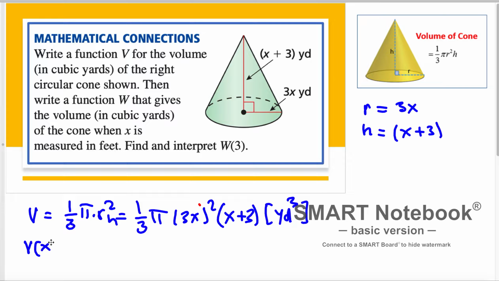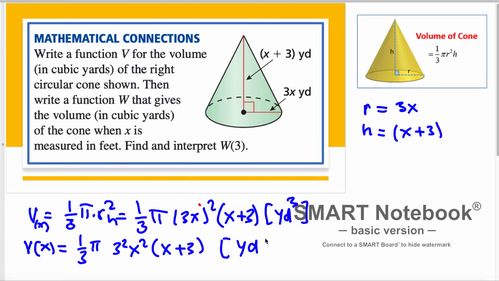So v of x, because we are writing with respect to x, we can write 1/3 pi times 3 squared x squared times x plus 3, which happens here to be in cubic yards. So this is the unit.